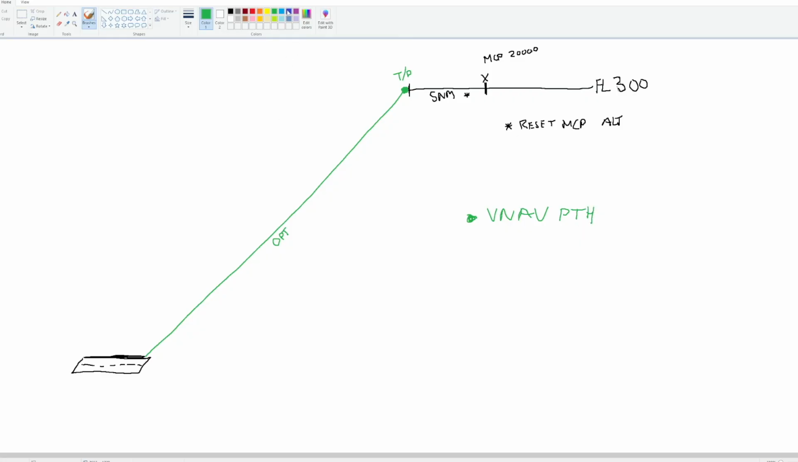And now the question comes, what happens if we, for example, start our descent before the top of the descent point?